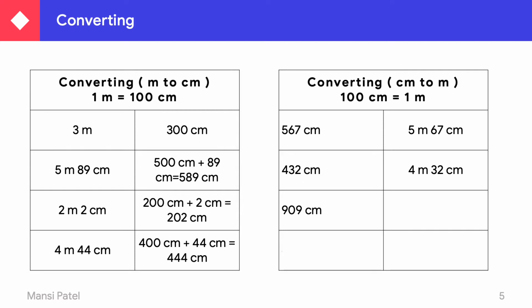Another one is 909 centimeter. Now in this also, the last two digits are considered as centimeter, and before that 9 is there, it is considered as meter. So your answer is 9 meter and 09 centimeter, or we can say only 9 meter and 9 centimeter.